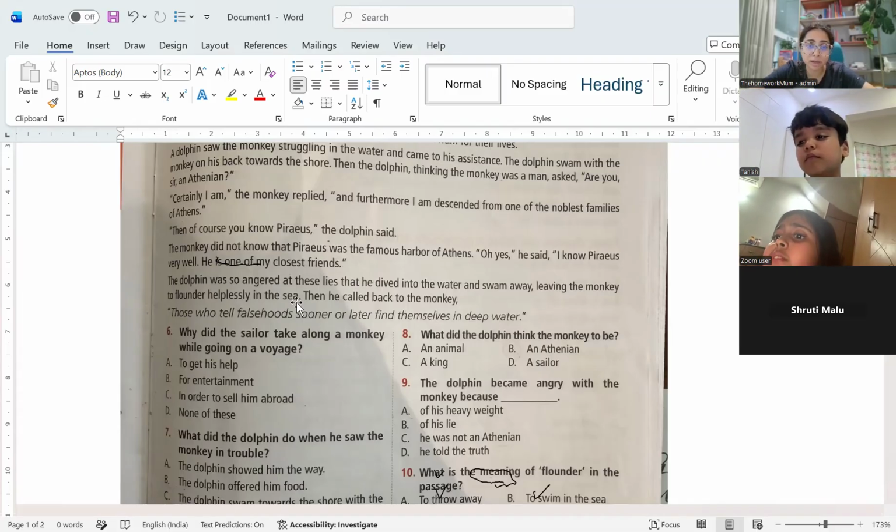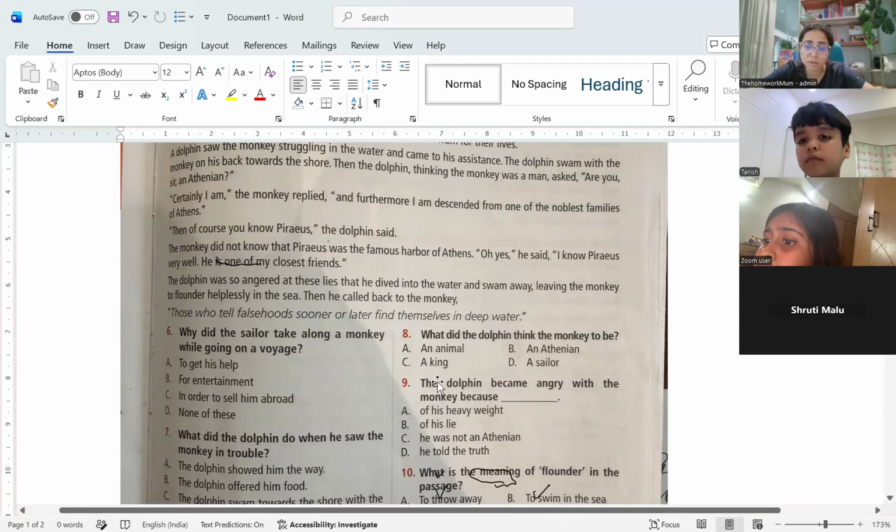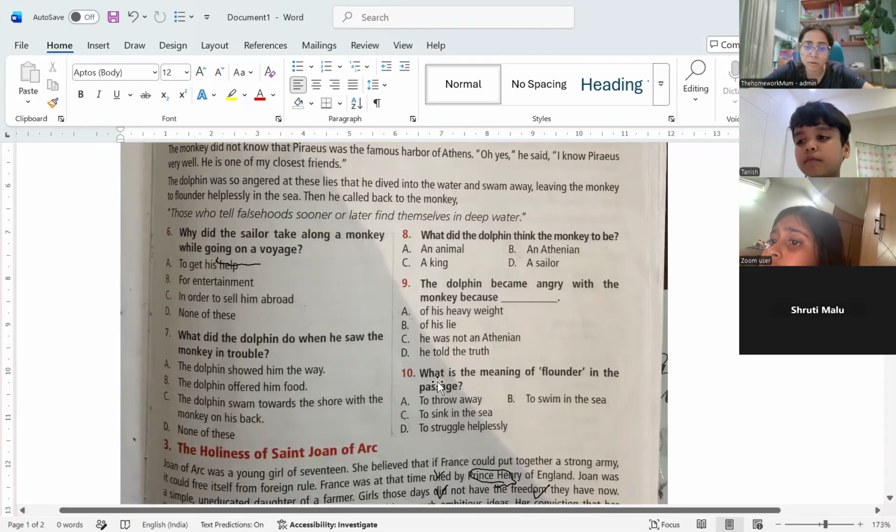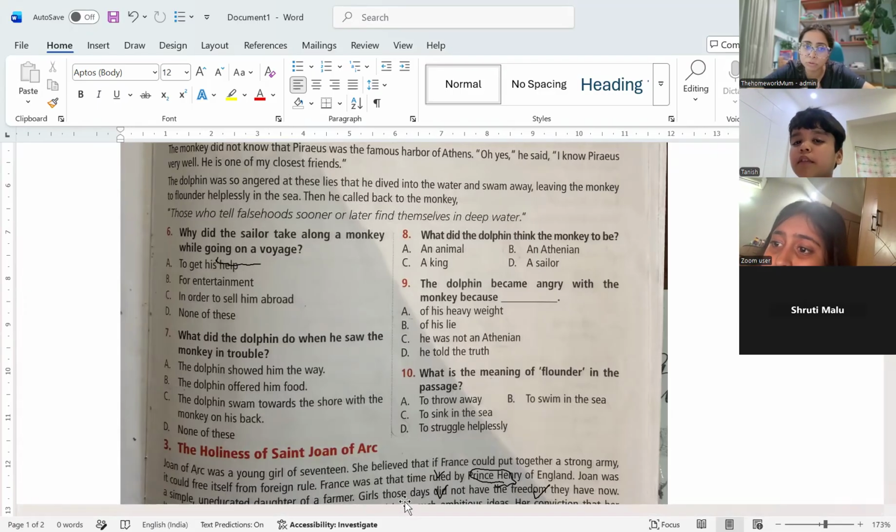Then underline flounder. Now do you understand what flounder might mean? To drown in the sea? But here drown is not the option. To sink in the sea. To struggle helplessly, to swim in the sea, to throw away. To sink in the sea.